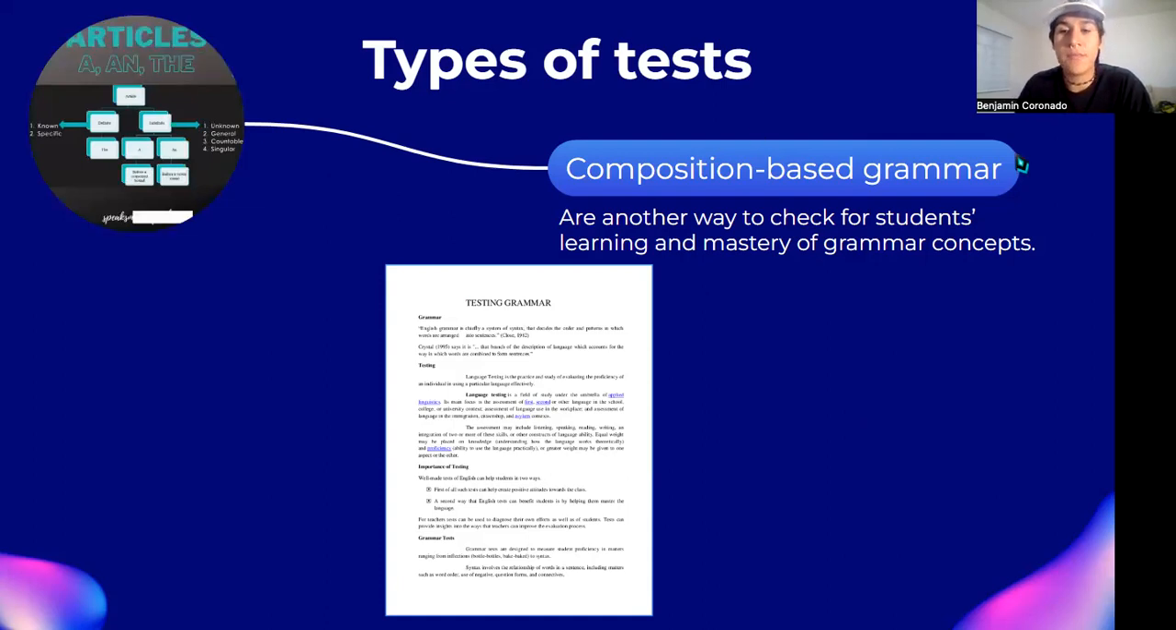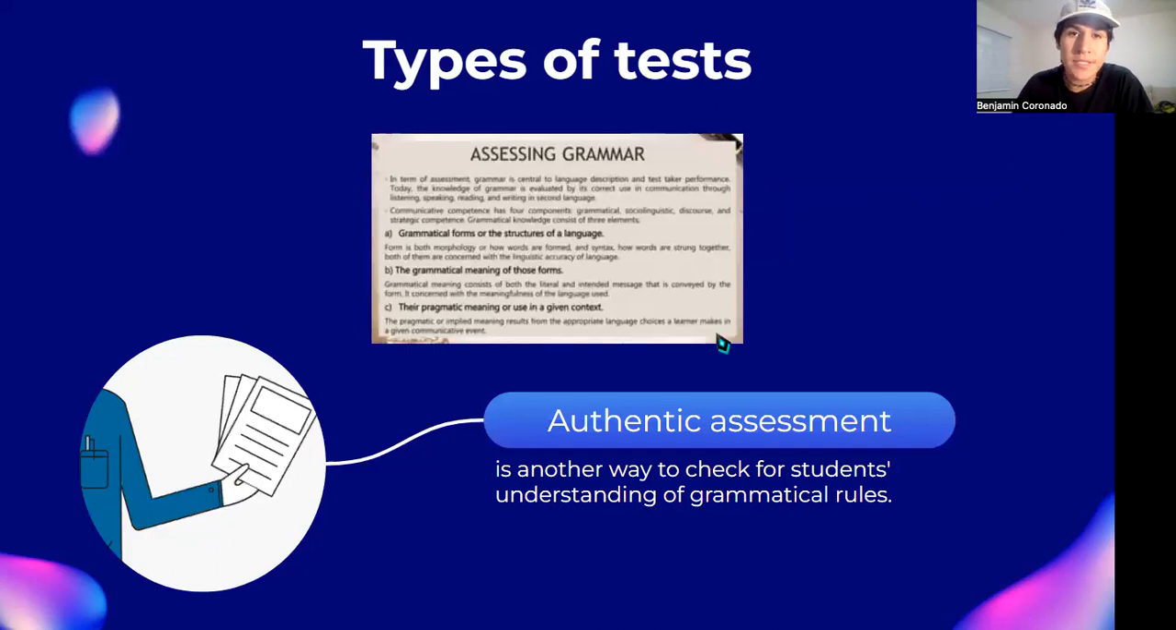Another and lastly type of grammar test is the authentic assessment. This is another way to check for students' understanding of grammatical rules. For example, they might be asked to take a newspaper article and make corrections. The difference between this and the other types of grammar tests is that it tests grammar and language in their natural format and authentic context. Although this is still an academic activity, it is more related to real life and the use of grammar rules than other types of grammar tests.